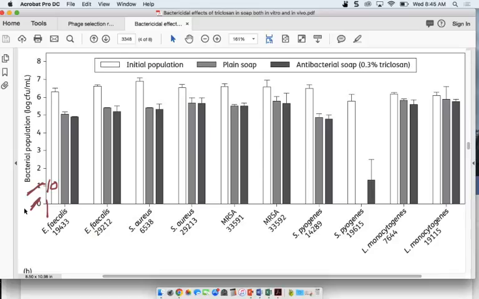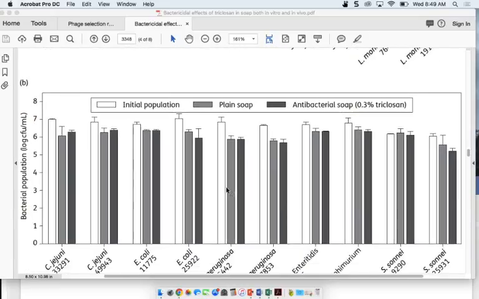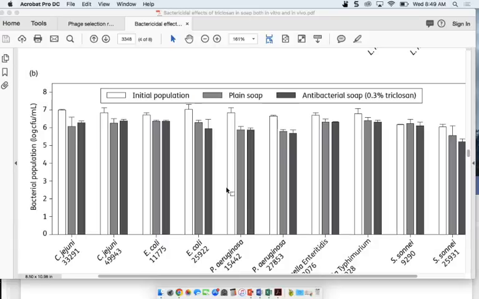But most of these, in that 20-second exposure, are maybe only decreasing by about 10-fold. And I think if we look at those gram-negatives, we see the same sort of effect. 10-fold, maybe even a little bit less.